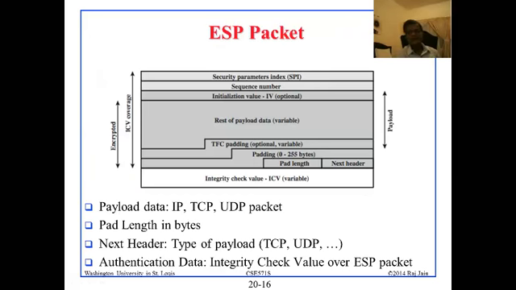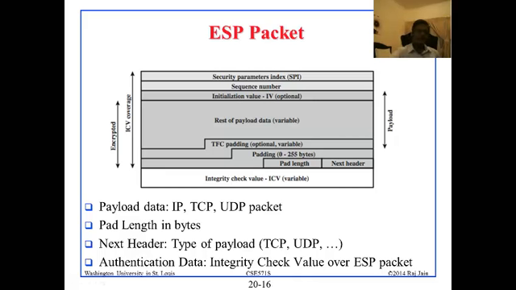The ESP packet again has a next header, like we saw before. However, the next header is not at the beginning; I don't know why they put it at the end. It starts with the SPI, then the sequence number, then the IV, the initialization value, then the whole packet, and there is a trailer. The trailer consists of the padding and TFC padding, which we will explain in a minute, then the pad length, then the next header, and then the ICV.